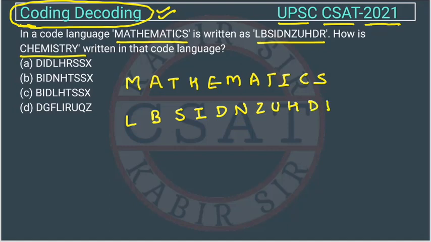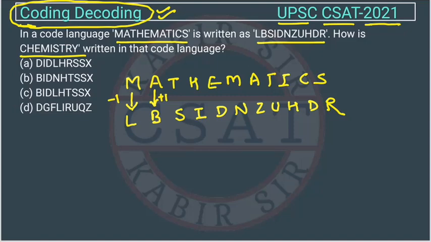Right? So now we will check. M got converted into L. If you see, L comes before M in the alphabet, so we can say this is -1. -1 means M is getting converted into the letter before it. Now in the second position, what is happening? A is converted into B, so I can write +1. +1 means the letter A is getting converted into the next letter. After A we have B in the alphabet, right?